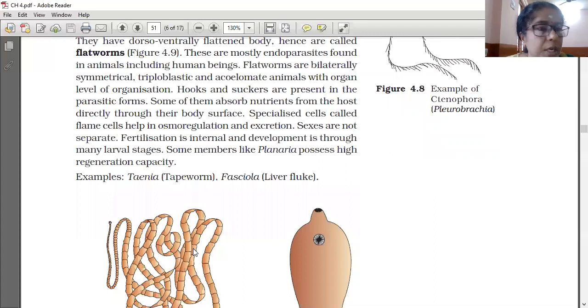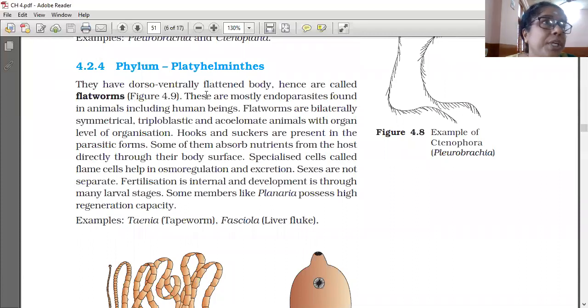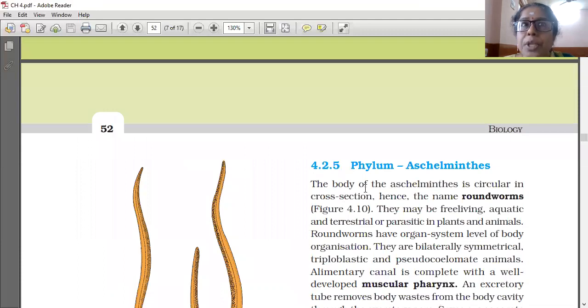You also have to learn the examples, because questions are set in such a way that they only ask you to explain the phylum characteristics of Fasciola. Fasciola belongs to Platyhelminthes. You must know this, then only you can write the answers. Understood? Now we are going to the next phylum, that is phylum Aschelminthes.